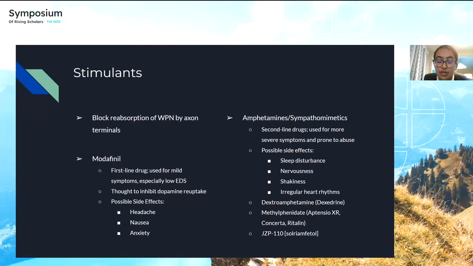It's used for the milder symptoms and has much lower side effects. The second-line drugs, however, are amphetamines and sympathomimetics, which have more disturbing symptoms like shakiness and irregular heart rhythms, but can effectively manage the more severe cases of type 1 narcolepsy.